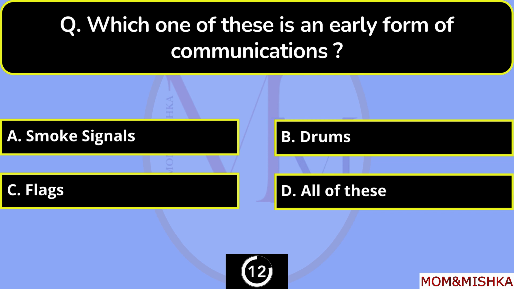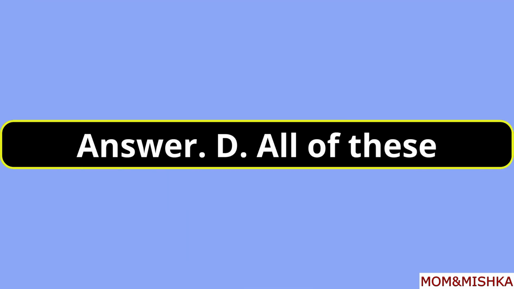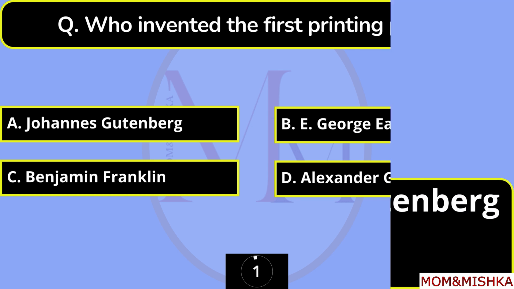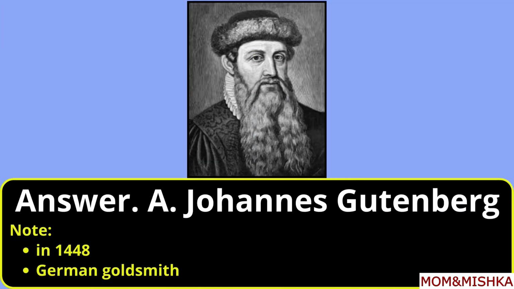Which one of these is an early form of communications? All of these. Option D. Smoke signals, drums, and flags. Who invented the first printing press? Johannes Gutenberg, option A, in year 1448.